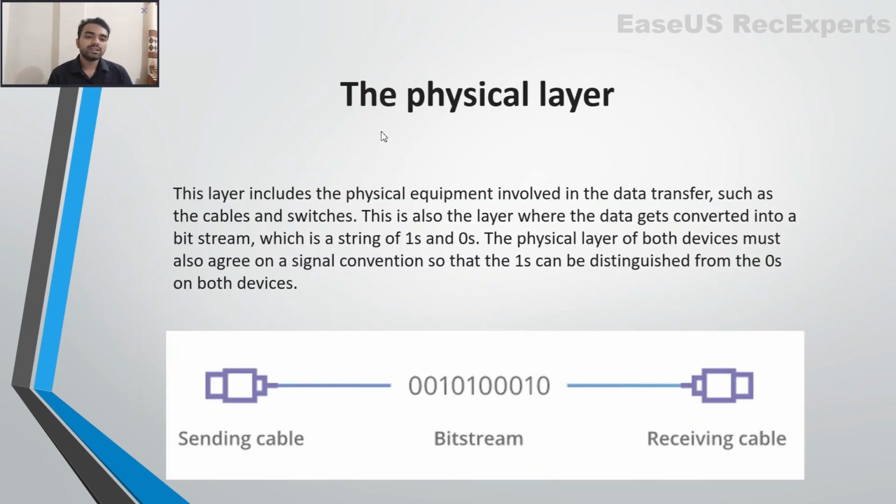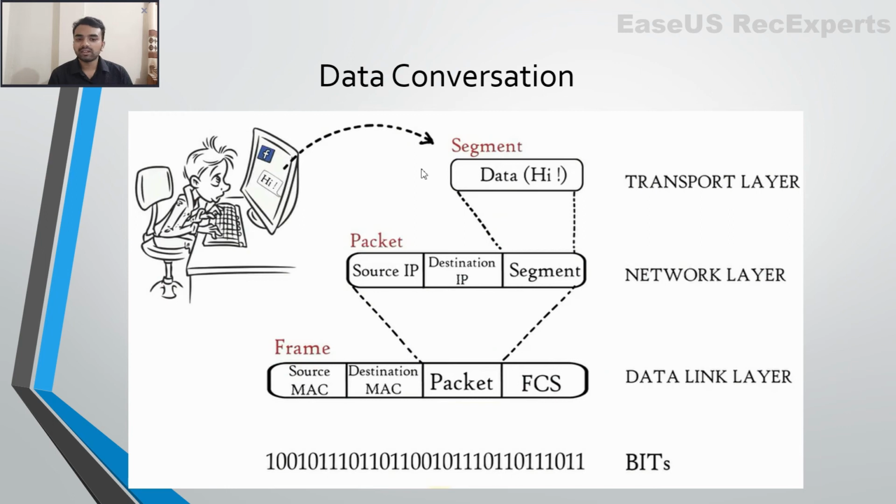So let's come to the physical layer. This layer includes the physical equipment involved in the data transfer, such as the cable, switch, etc. It converts the data into binary form, or bits, 0 and 1. Let's look at the data conversion.